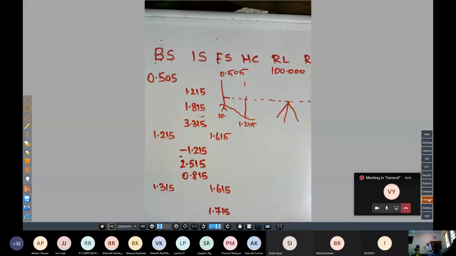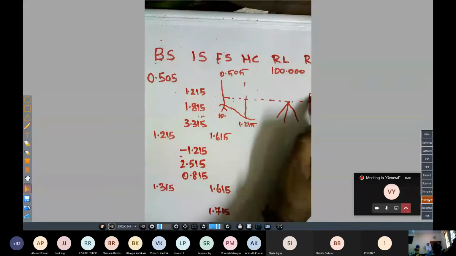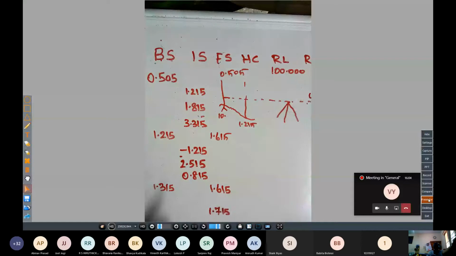Now, what is the level of this line of sight? This is the line of collimation. What is line of collimation? Line of collimation is the line joining the optical center of the objective, not the eyepiece, and the intersection of the crosshair and the extension of it.